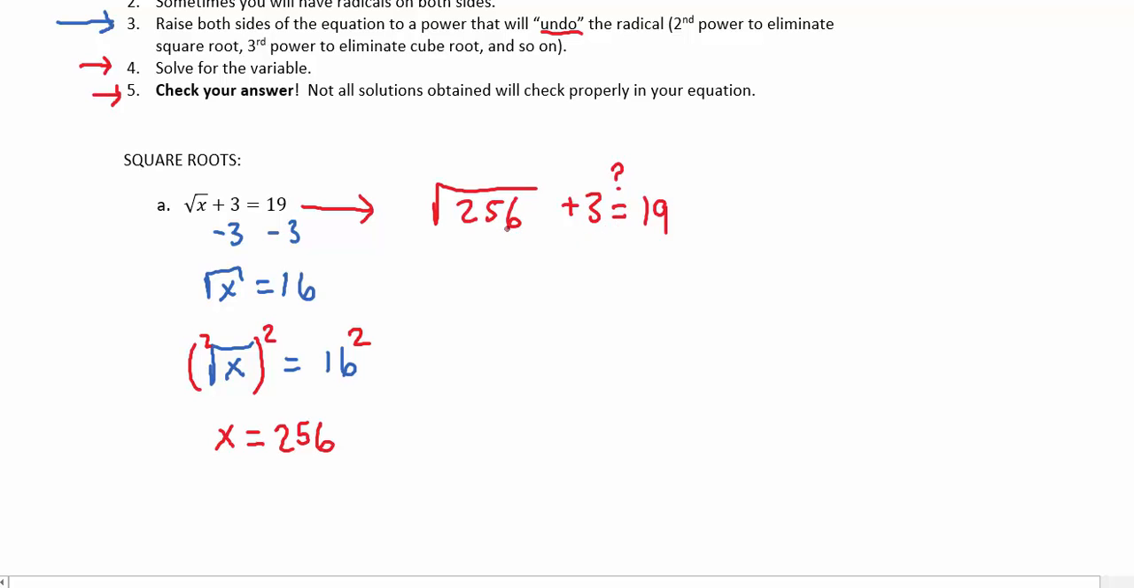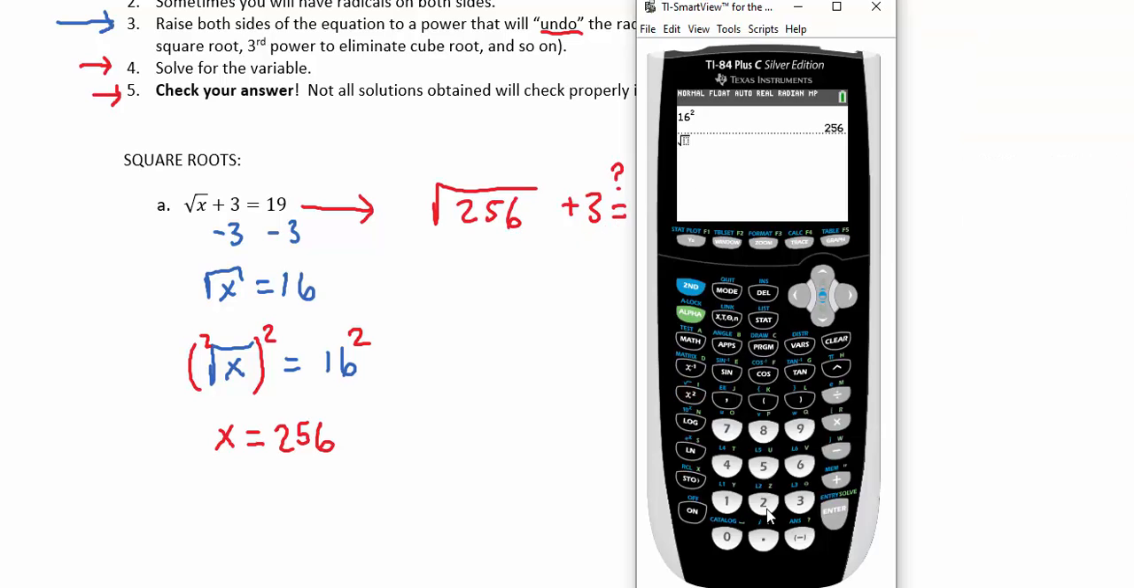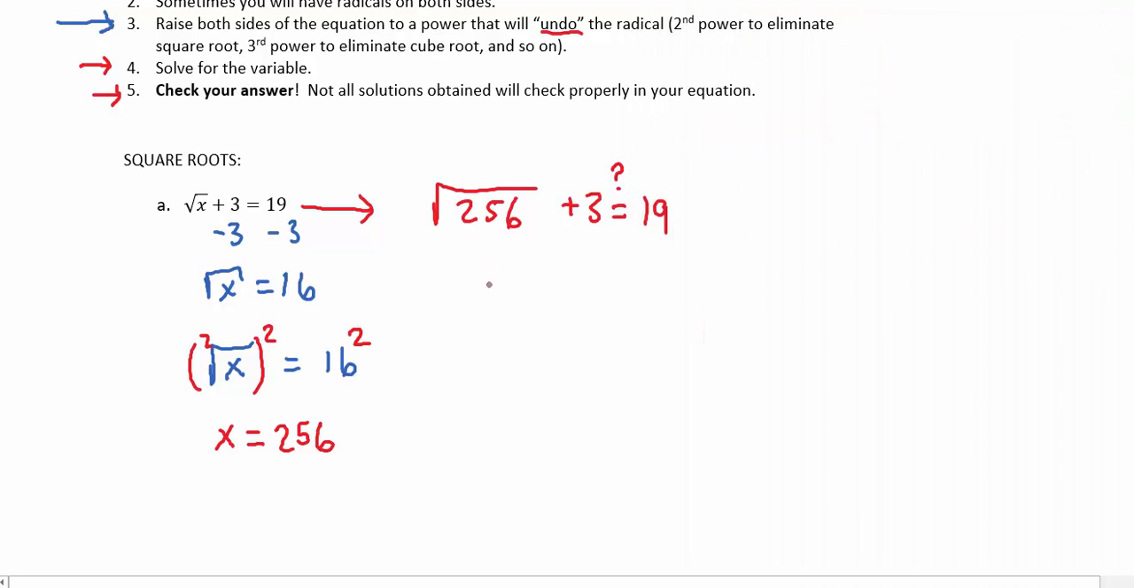The square root of 256 should be 16 for the very reason I mentioned before, that powers and roots are inverse operations. So if you take 16 and raise to the second power, and then take that answer and take the second root or square root, you should get back to where you started, which was 16. So square root 256 is indeed 16. So if I write 16 here, you see that I get a true statement that 16 plus 3 is 19. So since that's a true statement, that means x equals 256 is the solution to this equation, and what's more, it's the only solution to this equation.